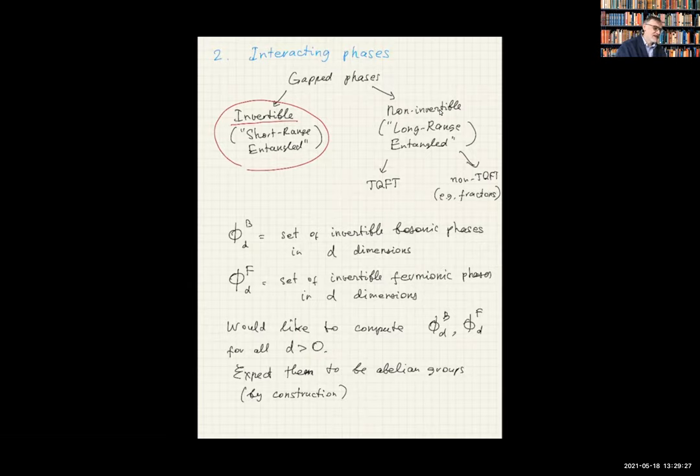Some of the things I'm going to say actually have applications to long-range entangled ones. Anyway, we're interested in this set of invertible phases in D dimensions. That is, your lattice is going to live in D-dimensional Euclidean space. And there's a similar set of invertible fermionic phases. I'm not trying to be precise now; making this precise is a big problem, and we'll discuss some approaches and viewpoints which can be taken. The problem, in first approximation, is to compute these sets in all dimensions. We could also throw in some symmetry, but the most basic question is about the situation without any symmetry. And by construction, we want to define the problem in such a way that these are abelian groups.